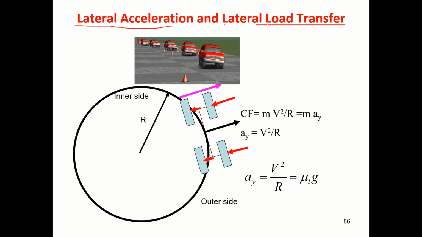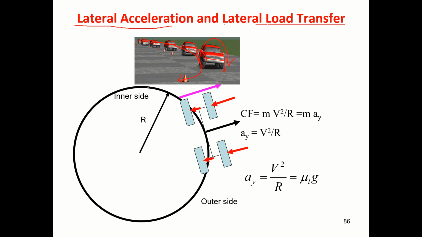You just observe this vehicle. It is taking a turn like this. While taking a turn, you can observe here, this is the inner side, this is the outer side. The inner side suspension has lifted up, the outer side suspension has compressed. This has happened because while taking the turn, load is getting transferred from inner side to outer side.